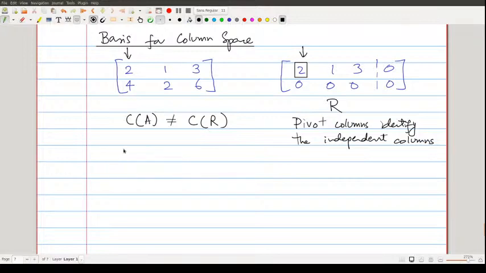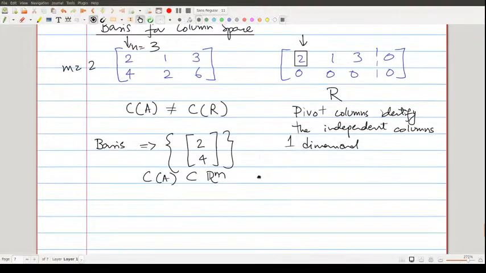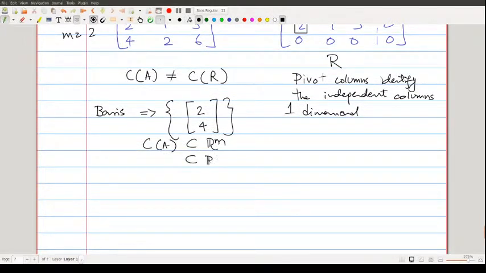So 2, 4, the basis, you have only one vector in the column space and the basis for the column space. So this is just one dimensional. Okay, that's fine. But where is this space? We know that the column space is a subspace of the m-dimensional space. This was a 2 by 3, so m was 2 and n was 3. So the column space is a subspace of the two-dimensional space, because it has two entries. This is obvious.